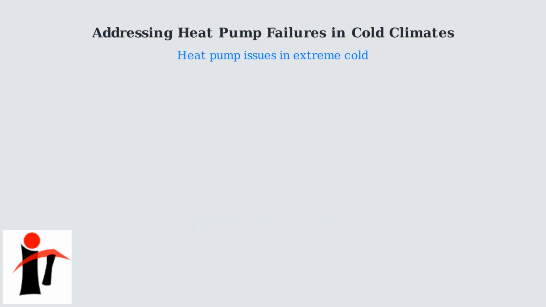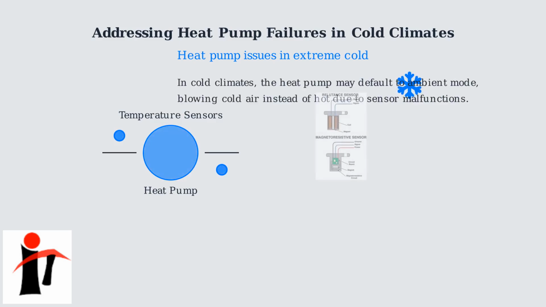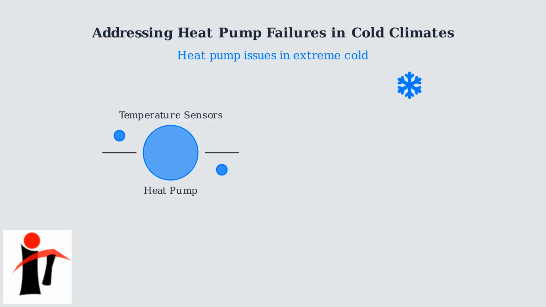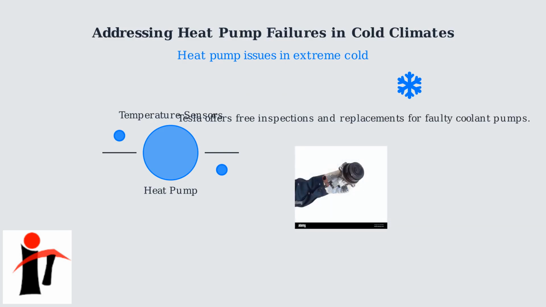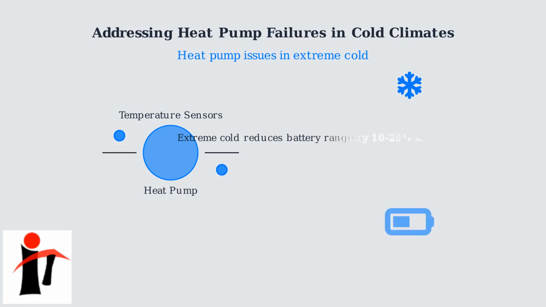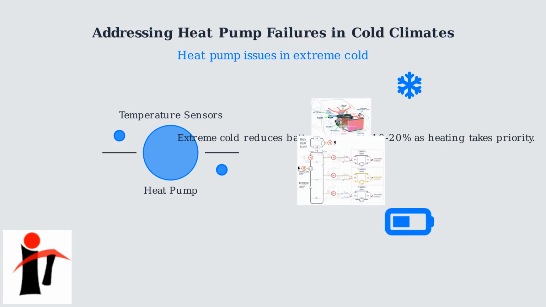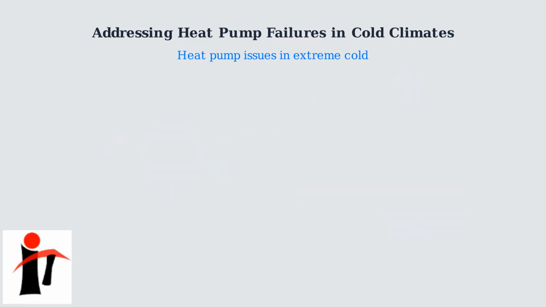In cold climates, the Tesla Model 3's heat pump system may default to ambient mode, blowing cold air instead of hot. This issue often stems from sensor malfunctions that misread temperatures. Tesla service centers provide free inspections and replacements for faulty coolant pumps to resolve these problems. Additionally, extreme cold can impact battery range by 10 to 20% because the system prioritizes cabin heating over driving efficiency.